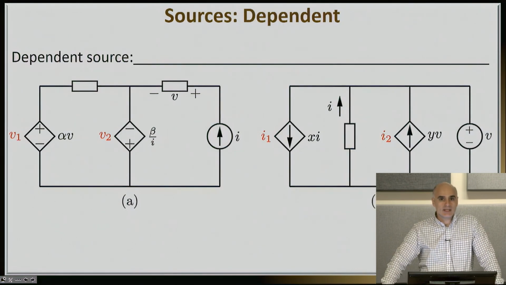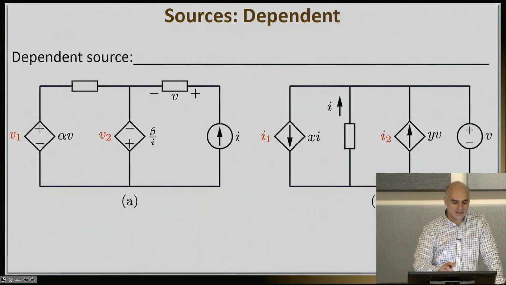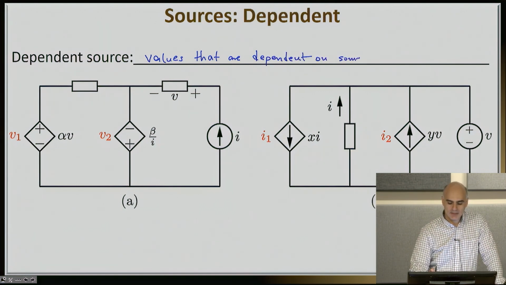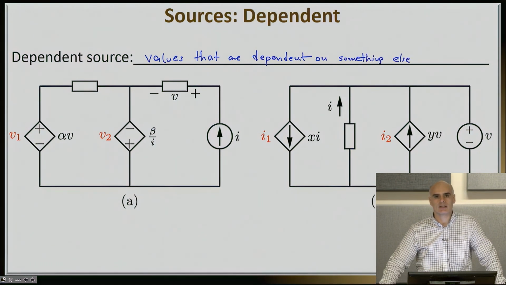Now, let's change gears a little bit and talk about dependent sources. Unlike independent sources, whose values are practically independent of the circuits you connect them to, dependent sources have a value that actually depends on some other value in the circuit. So I'm going to write here that dependent sources have values that are dependent on something else. That something else may be a voltage or a current, but it sits somewhere else in the circuit.